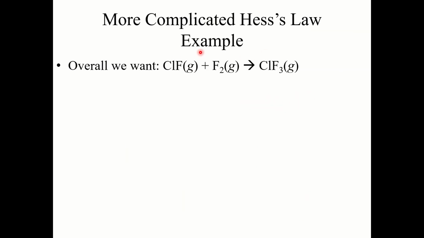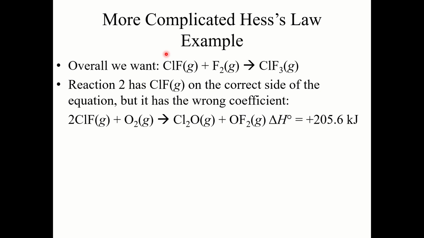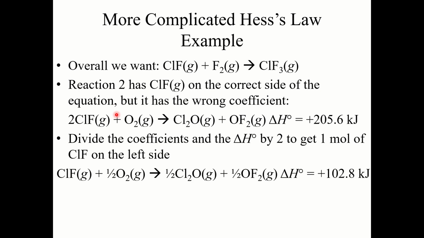Alright, so overall we want this. So the first thing I'm going to look at is reaction 2. Now reaction 2 has ClF on the correct side of the equation, but it has the wrong coefficient. So I'm going to take reaction 2, and I'm going to divide the coefficients by 2, which then also means I need to divide delta H by 2 to get 1 mole of ClF on the left side. So ClF plus 1/2 O2 forms 1/2 Cl2O and 1/2 OF2. Delta H equals positive 102.8 kilojoules.